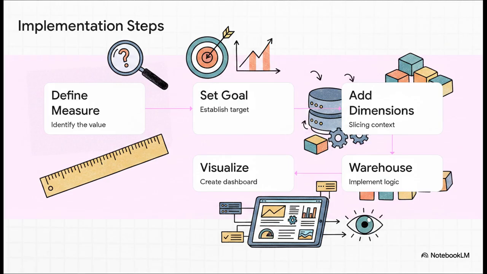Step 4, and this is the heavy lifting, implement this complex logic natively inside the data warehouse so the core compute happens as close to the data as possible. And finally, Step 5, push it out to the visualization layer. Let's take a look at how that logic actually comes together.